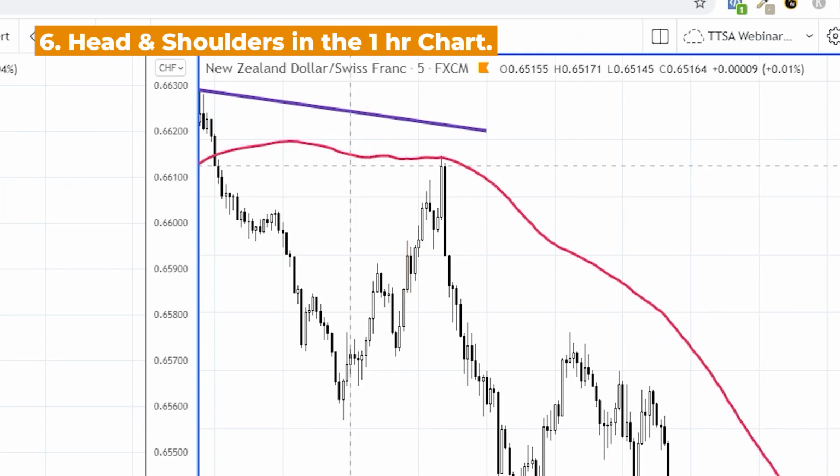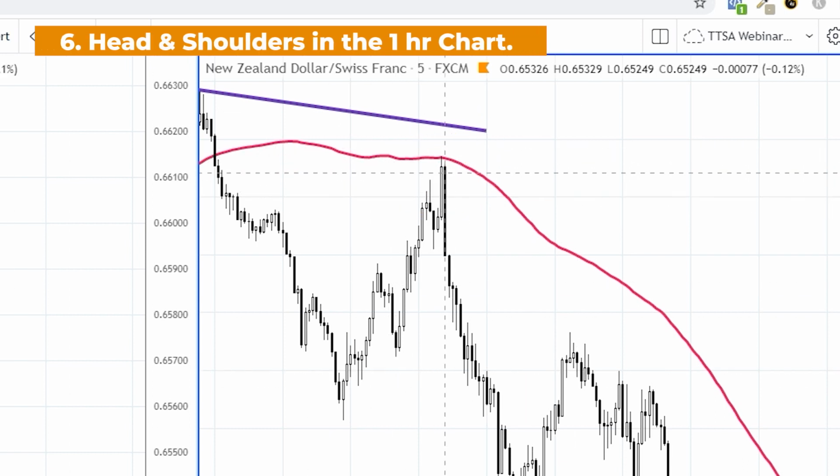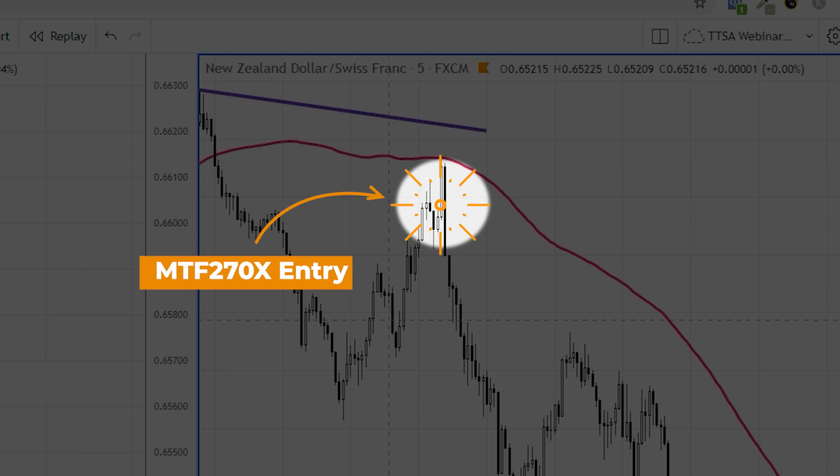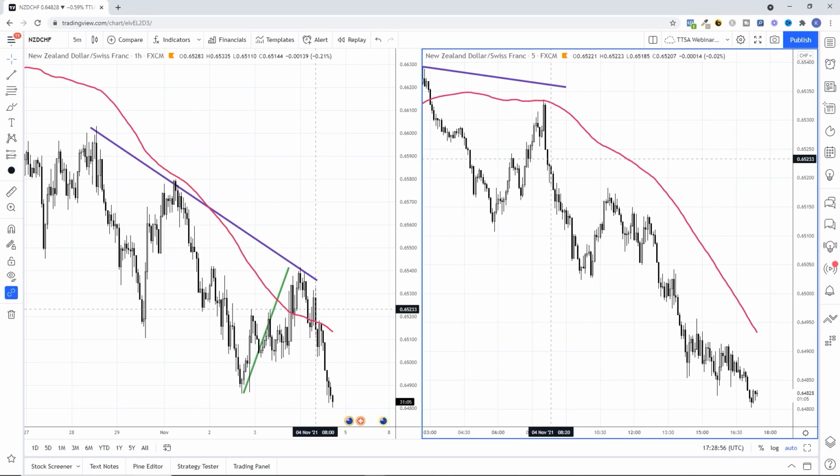And that right shoulder was nicely bouncing off a regression line on the 5 minute. A nice MTF 270X entry. Great risk reward. Risk is totally out of the trade. Let's see what the market gives us.